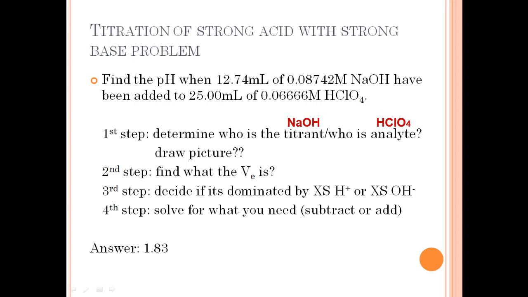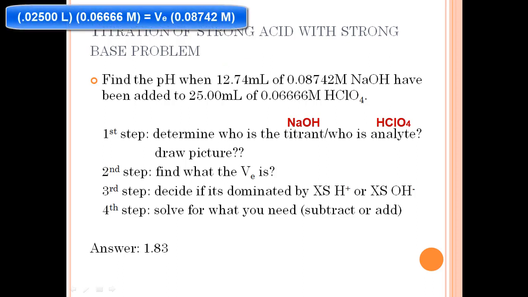The second step, find what the equivalence point is. That way you would know, okay, is the number they give me before or after the equivalence point? So the equivalence point would be 25 mL times the molarity of the acid. That should give you 0.0016665 moles. And then you divide it by the molarity of your base. You do that, that gives you 19.06 milliliters. So at 19.06 milliliters of base that you add, that's the equivalence point.